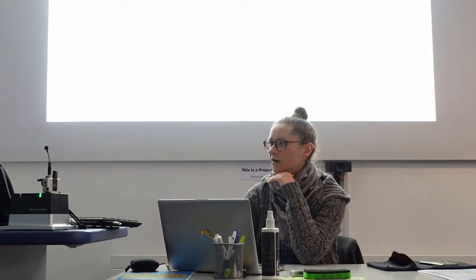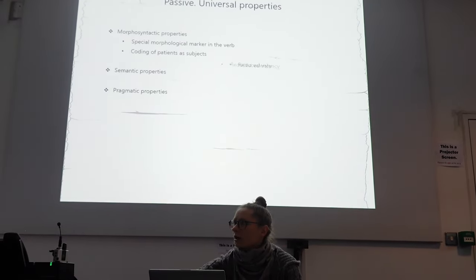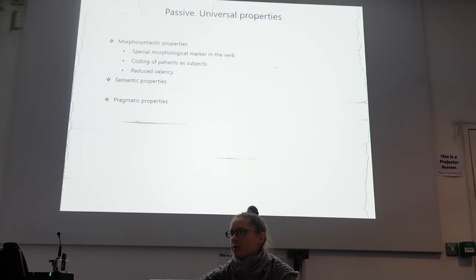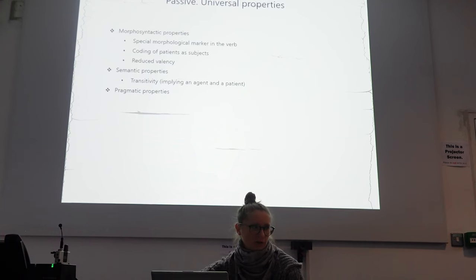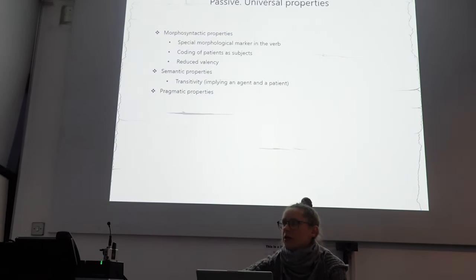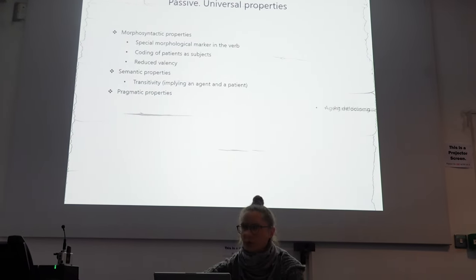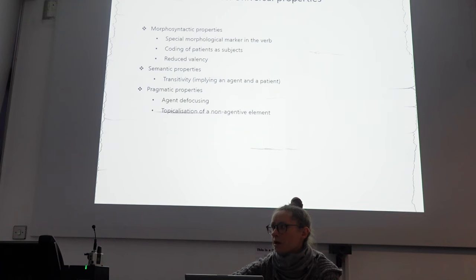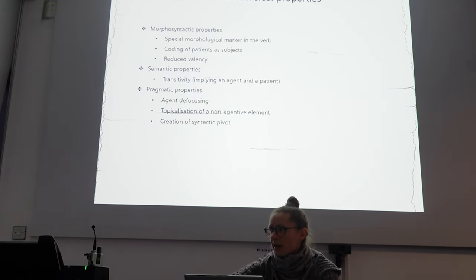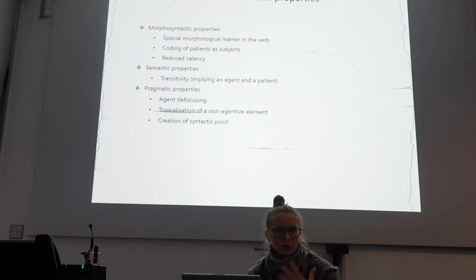Literature on passive is already quite vast, and we do find some commonalities on various levels of how passive can be defined as a cross-linguistic category. Passive promotes patients to subjects. Then passives are also characterized by reduced syntactic valency, but on the semantic level they are still transitive, which means they imply the existence of an agent and a patient. Pragmatically, passive is defined as an agent-defocusing construction with topicalization of a non-agentive element, and a construction that creates a syntactic pivot.